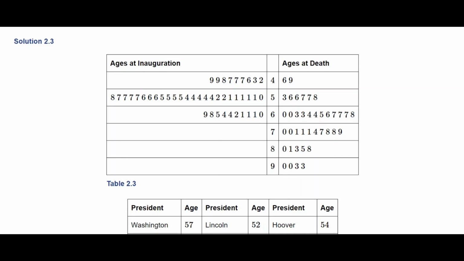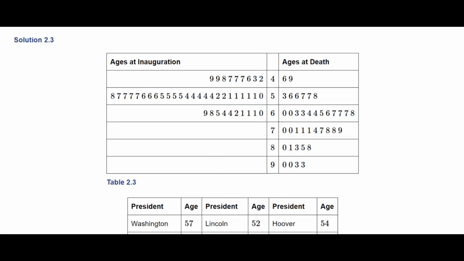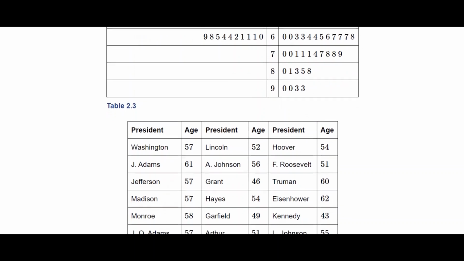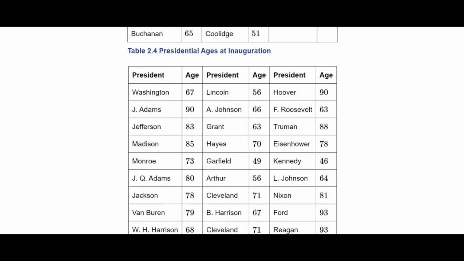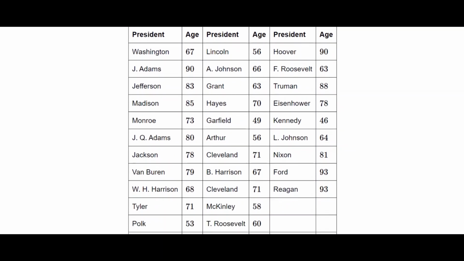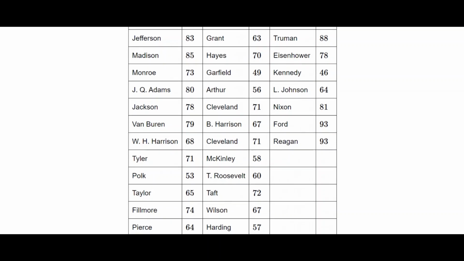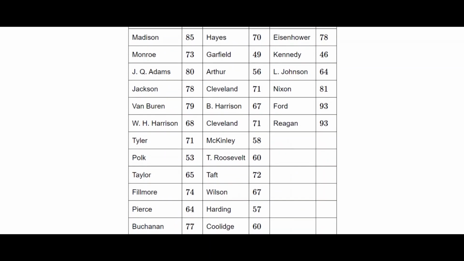There's nobody among the presidents who was in their 70s or 80s or 90s at the age of their inauguration. Okay, and the ages of death go up to stem 9, and we see that the maximum age of death is 93. We verify this information from the age of death column. So we see that there were two presidents, Ford and Reagan, who were aged 93 when they died.